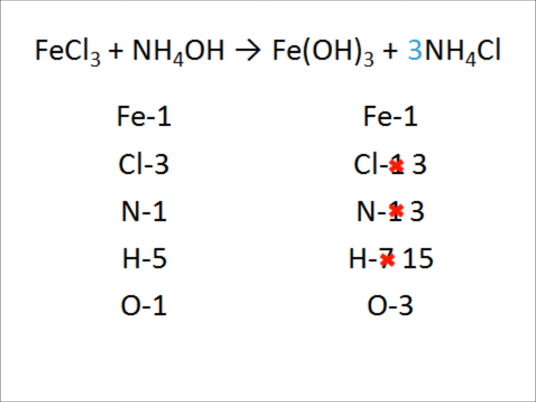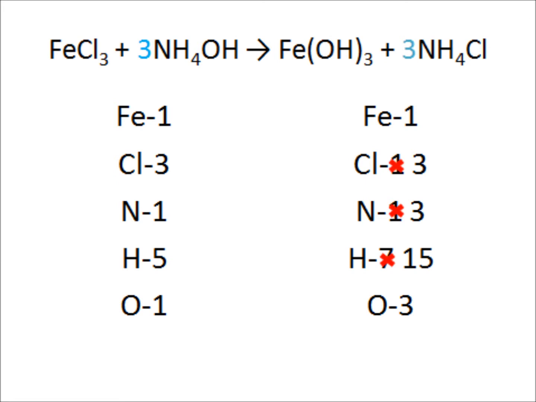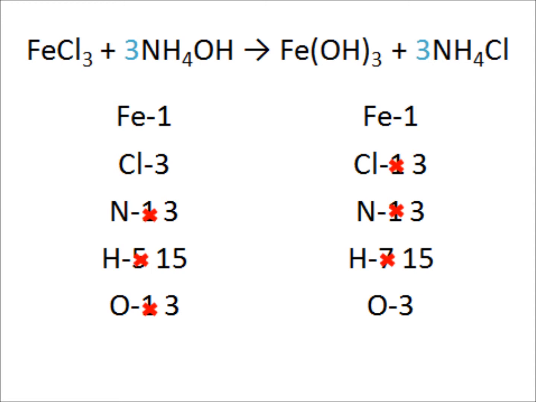With the 3 there, we now have 3 chlorides, but we also have now 3 nitrogen and 15 hydrogen on the product side. So the next one we're going to balance is the nitrogens. Since we have less on the reactant side, we're going to put a 3 there, so it'll balance out with the amount on the product side. With the 3 there, we now have 3 nitrogen, 15 hydrogen, and 3 oxygen on the reactant side, which now makes the entire equation balanced.